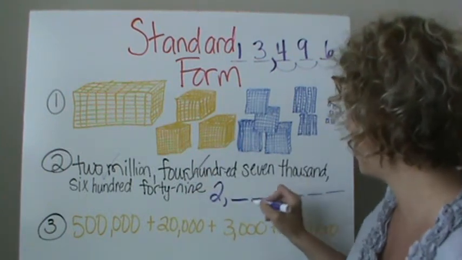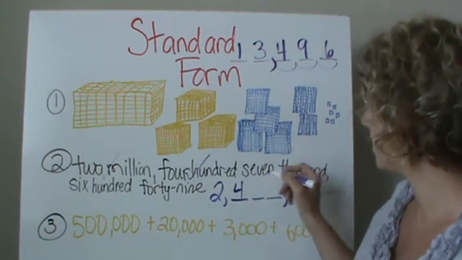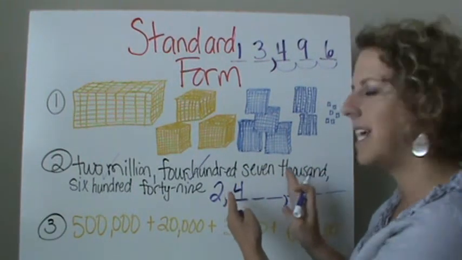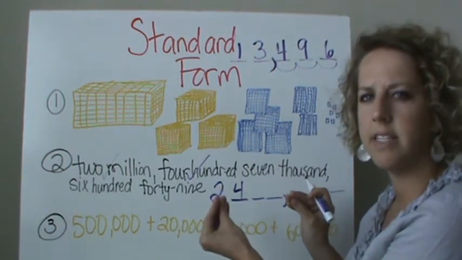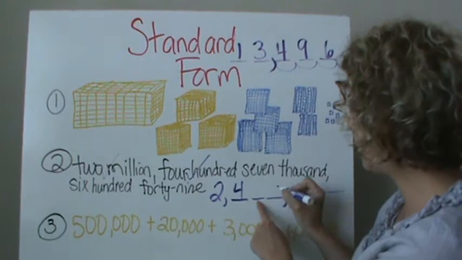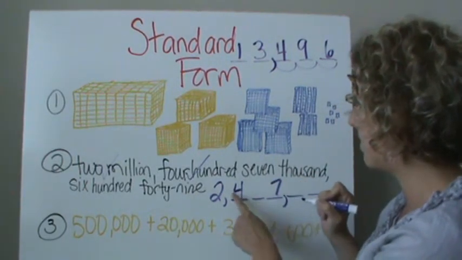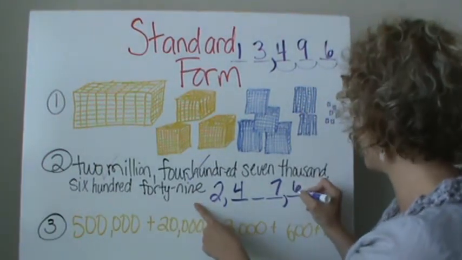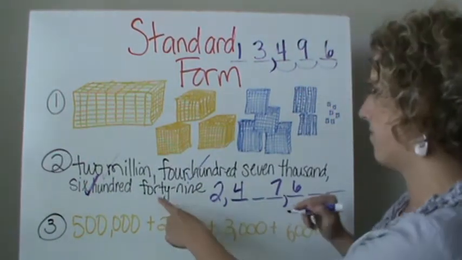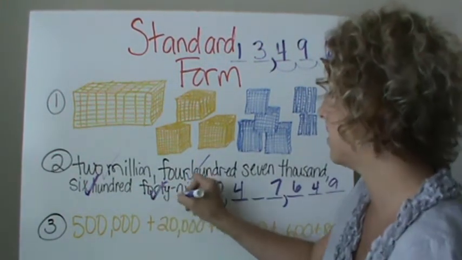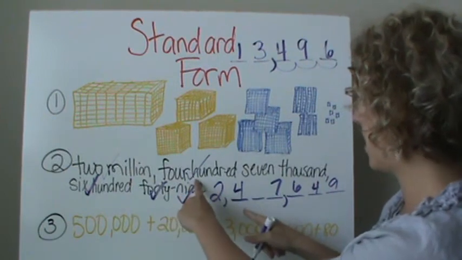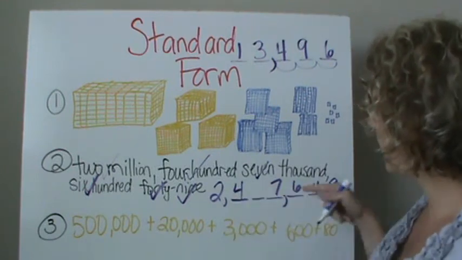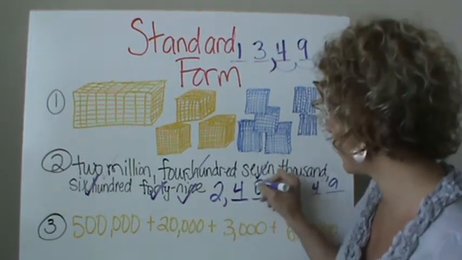400,7,000. 407,000. So I know it's going to be here, but I didn't hear anything that had a 10,000s place. So I don't hear a 10,000s place. All I hear is the 7. 407,000. 649. So I've got all my parts. 2,407,649. So anything that was not said, you can place it with a 0.